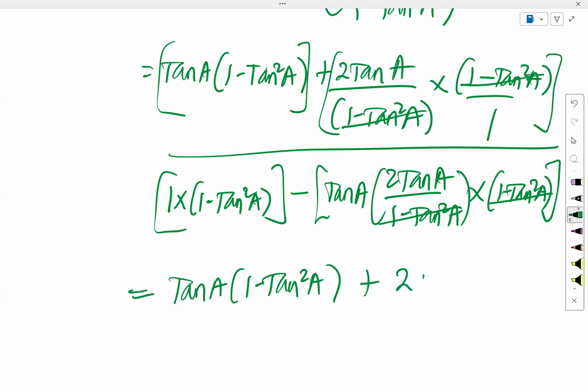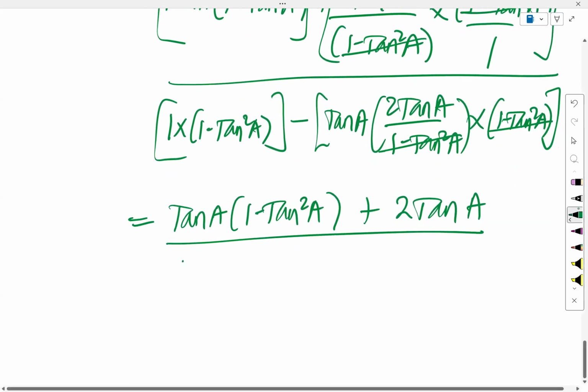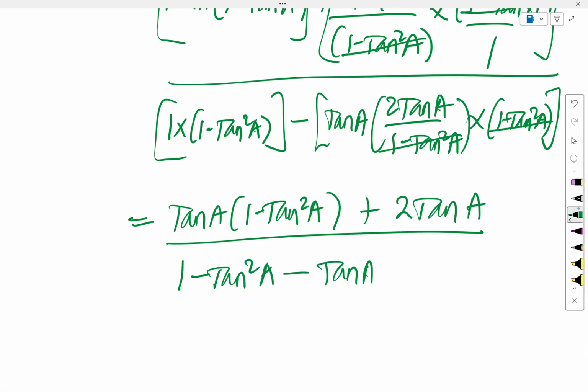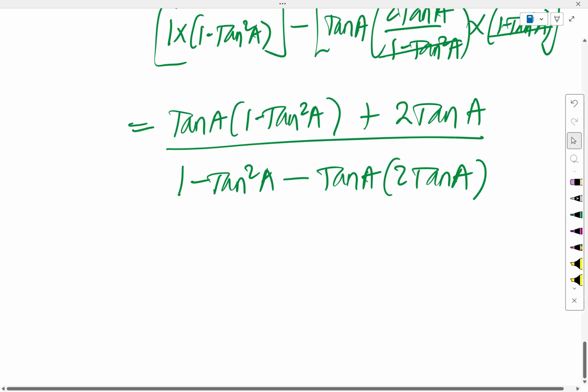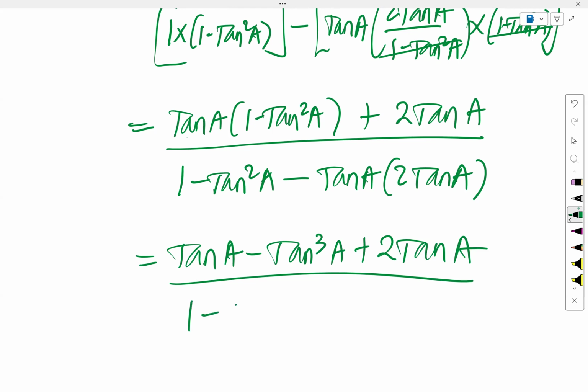So we now have tan A into 1 minus tan squared A, plus 2 tan A, and you are free from the burden of the denominator. And here we have 1 times 1 minus tan squared A, minus tan A into 2 tan A. Things look a bit tidier. Multiplying out, we have tan A minus tan cubed A plus 2 tan A. Then we have 1 minus tan squared A minus tan A times 2 tan A, that's 2 tan squared A.